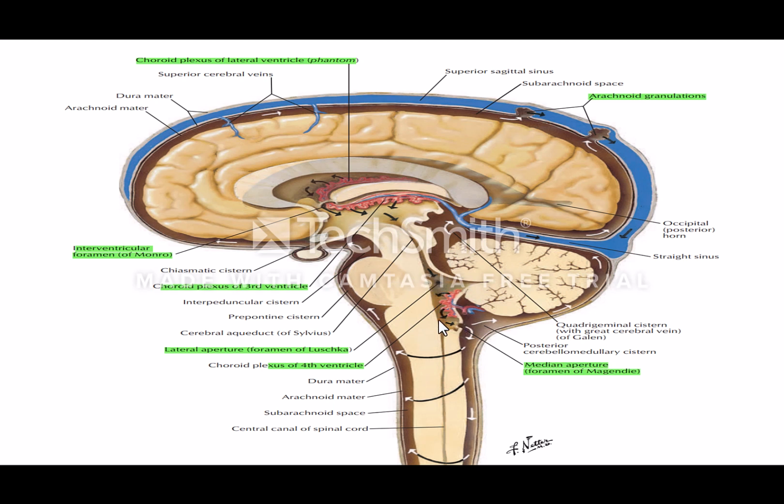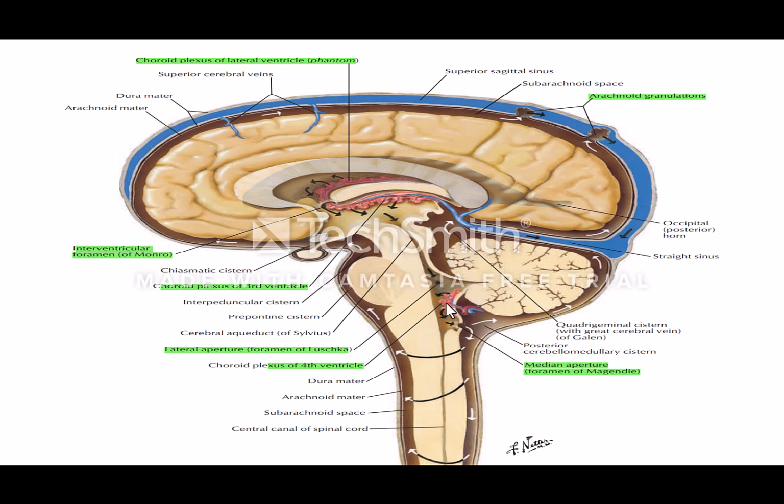The floor of the ventricle is made up of the posterior aspects of the pons and the medulla, and the tent of the roof projects into the base of the cerebellum, and you can see it has a choroid plexus. There are important things to know about the fourth ventricle.